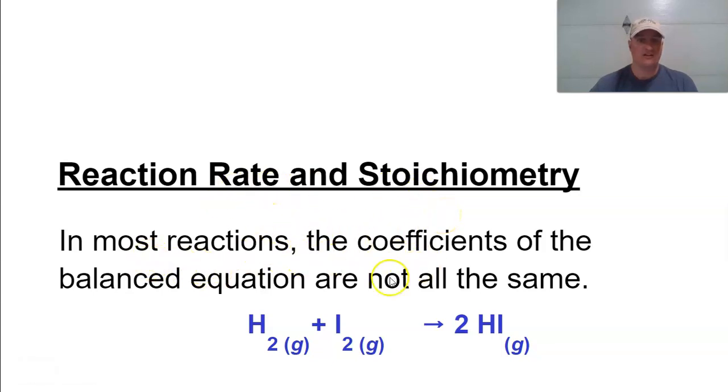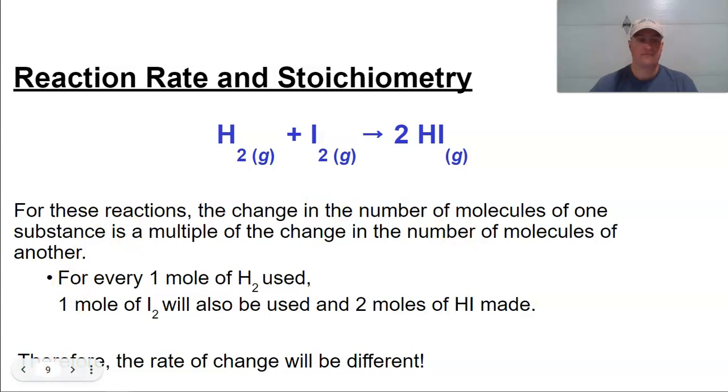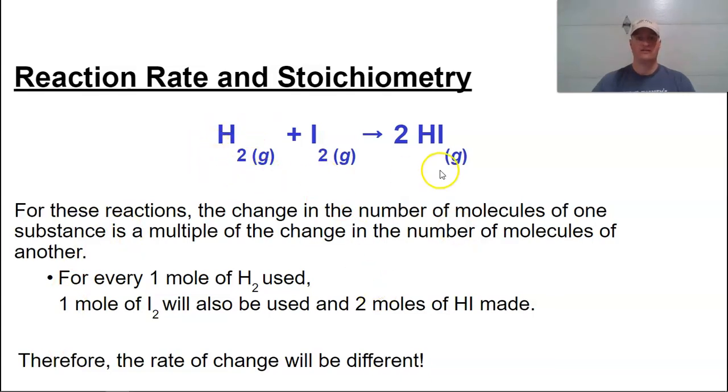Now, in most reactions, the coefficients of the balanced equation are not all the same. So we can see that there's a 1 to 1 to 2 ratio for the production of hydrogen iodide. So when we're looking at the chemical equation, for every 1 mole of hydrogen, we're going to produce 2 moles of hydrogen iodide. So the rates of decrease are going to be equal for hydrogen and iodine, but be twice as fast for hydrogen iodide. So the rate of change will be different for these different components.